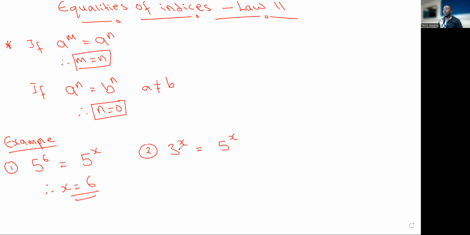Okay? Number 2 is if, for instance, we have 3 raised to the power x is equal to 5 raised to the power x. So you can see now, since the bases are different, but the powers are the same, so therefore x must be equal to what? 0. All right. Now this is straight to the point and easier. But okay, let's make it a little bit more interesting this time.